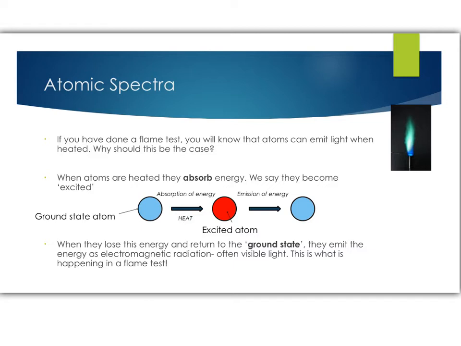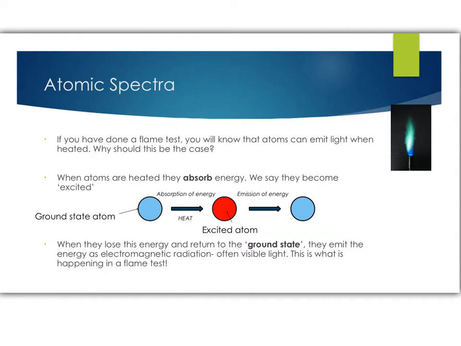So far this all seems a little bit abstract and theoretical, but it relates very closely to experiments that you've almost certainly done before. If you've done a flame test, you will have seen that atoms can emit light when they are heated. So why should this be the case? Well, if you heat an atom, you are supplying it with energy. You can think of heating atoms as causing them to absorb energy. So you take your sample of atoms, or usually ions, and you put them in a flame, you heat them up, they're absorbing energy. And the posh word for this is to say that they become excited. So your atoms absorb energy and become excited when you heat them.